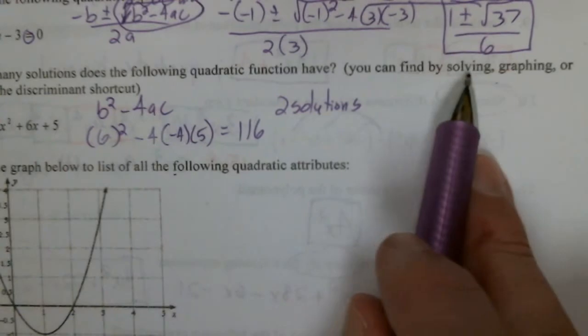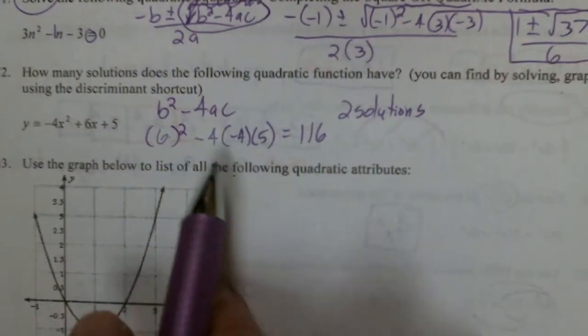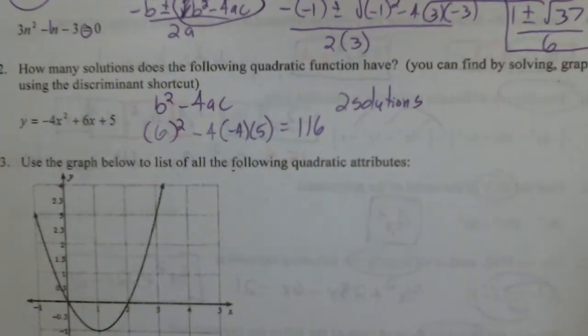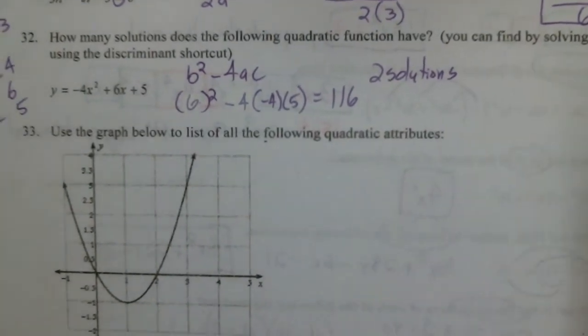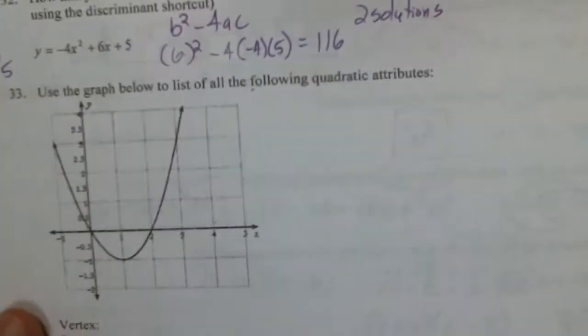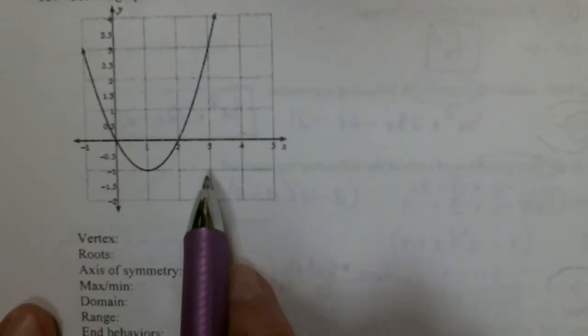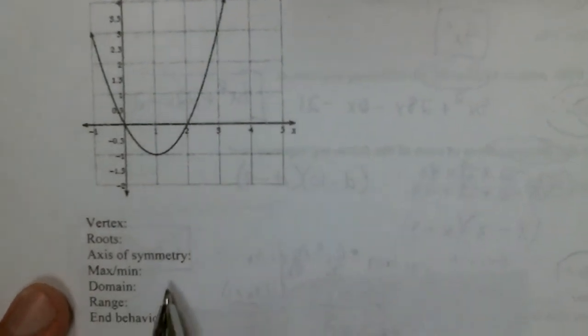I'm going to stop there. I'm not even going to do the solving part because that just takes too long. You just either need to do the discriminant or just graph it and see where it crosses the x-axis. It's either going to be 0, 1, or 2 solutions. Okay, 13, use the graph below for all the quadratic attributes.